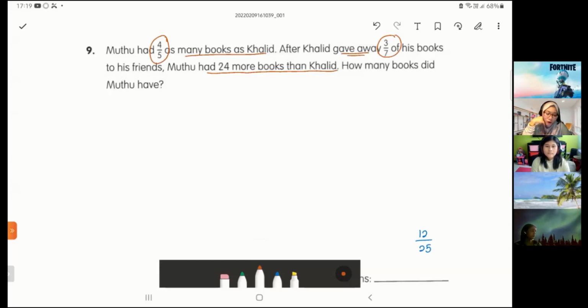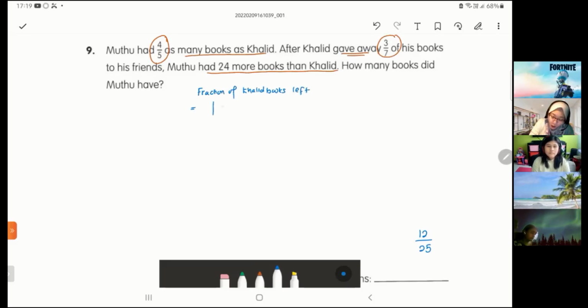Okay, for this kind of question, you might want to use unit straight, or we can stick to the fractions first. Let's do the fraction method first, since all of you are very familiar with the fraction. Let's look at who gave away. Khalid gave away 3/7. So we know that after giving away, you have a balance. So the fraction of Khalid's books left. After he gave away, of course, there's leftover.